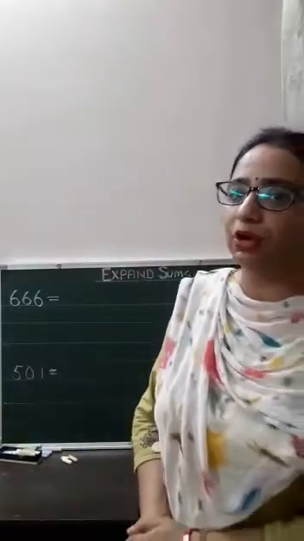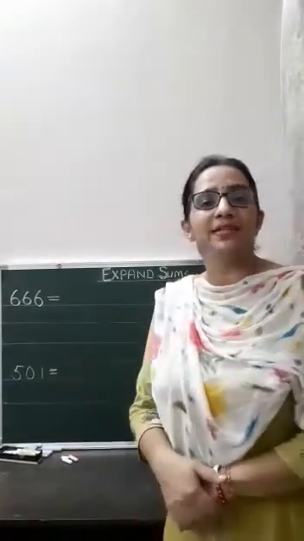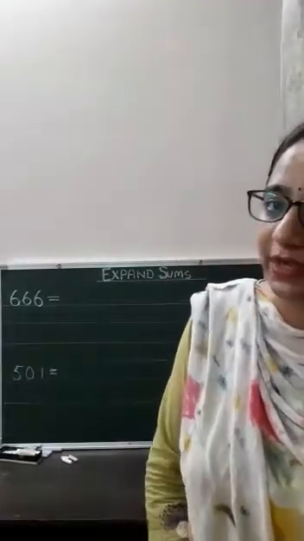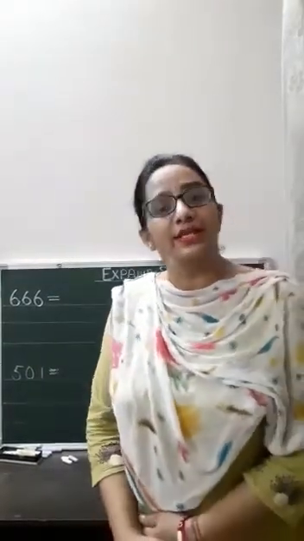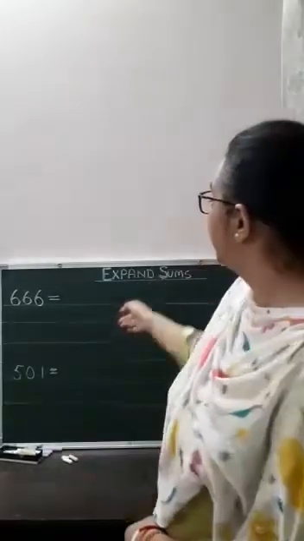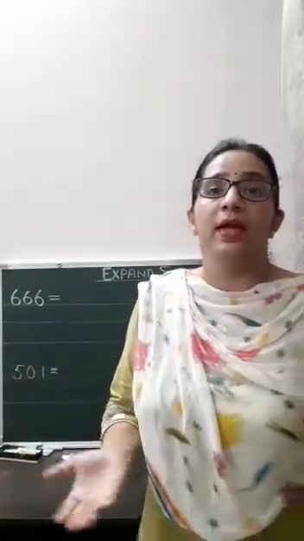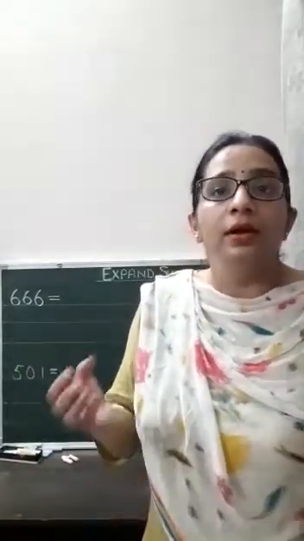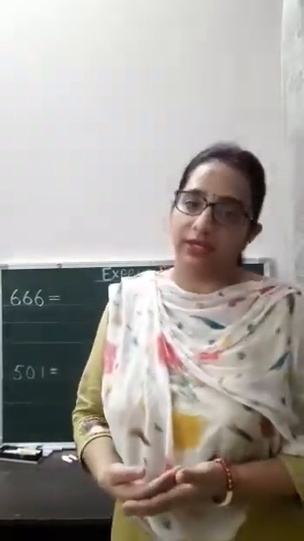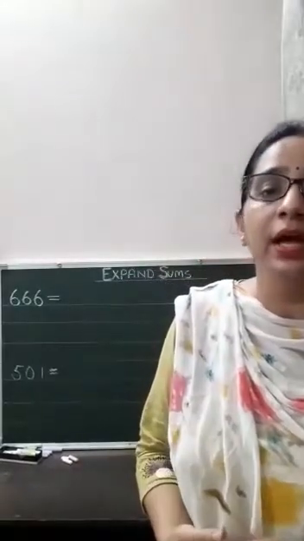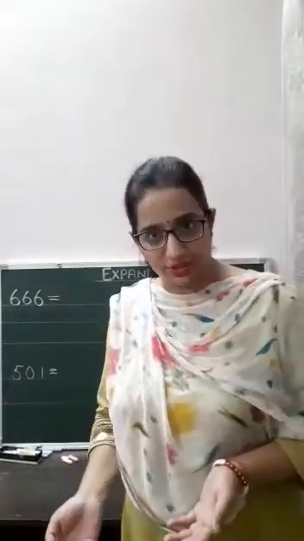Today we will do the same topic that we have done in the last tutorial, that is expanded sums. For expanded sums we have to understand the concept of place value that we have done in the previous tutorials. Now we will do expanded sums. For expanded sums you have to understand what is expanded form. Expanded form of a number is the addition of place value of its digits present in it.